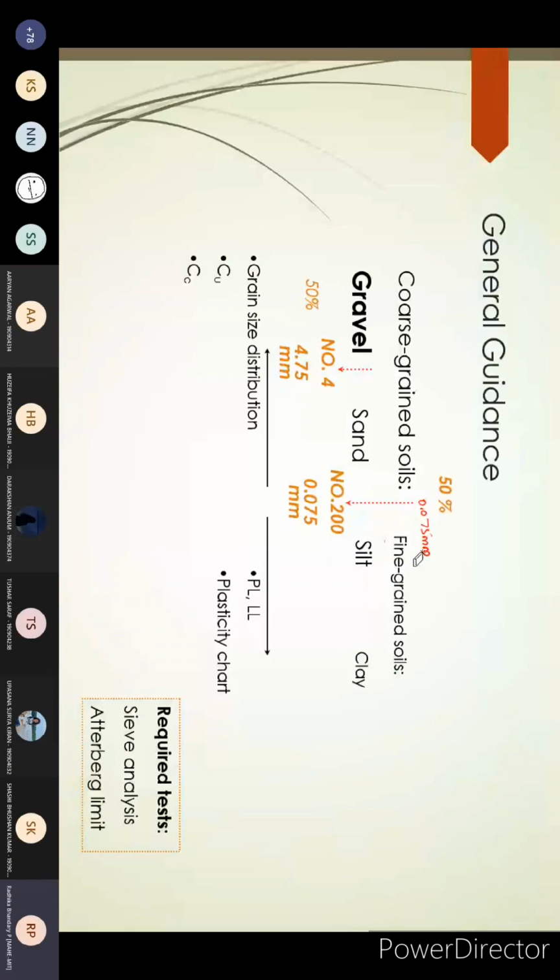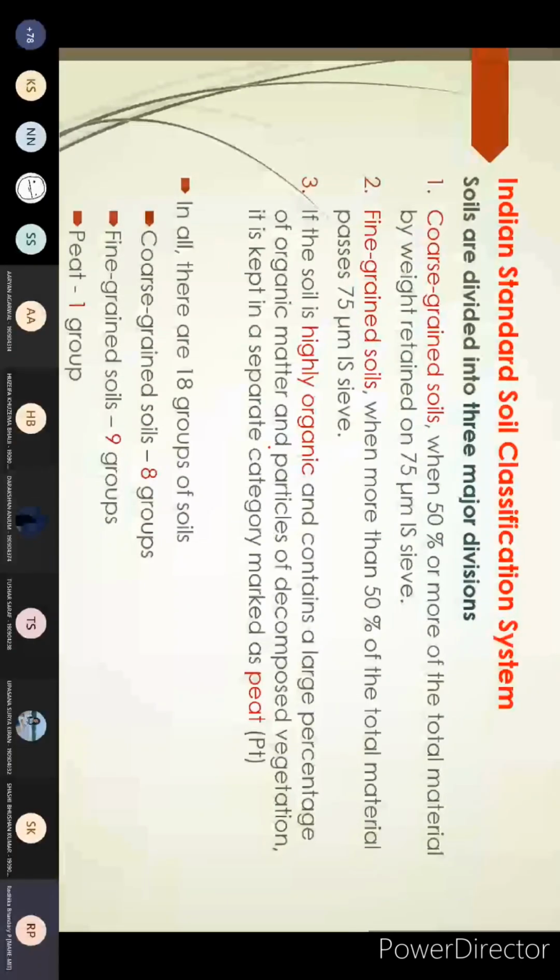In the Indian Standard soil classification, the soil is majorly divided into three major divisions: coarse grain, fine grain, which we have seen now, and one more division, which is organic soil. Even peat, which has decomposing vegetation, its volume keeps on changing, so peat is given a separate classification. We call it peat, PT is the classification. Coarse grain soils are further divided into 8 groups, and the fine grain soils are divided further into 9 groups. So we'll see this.